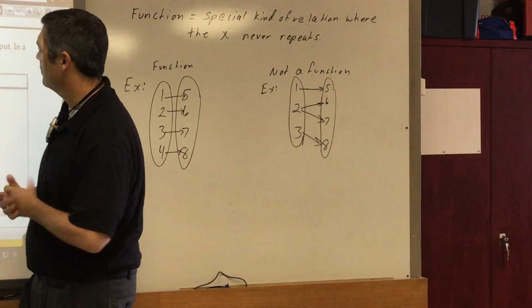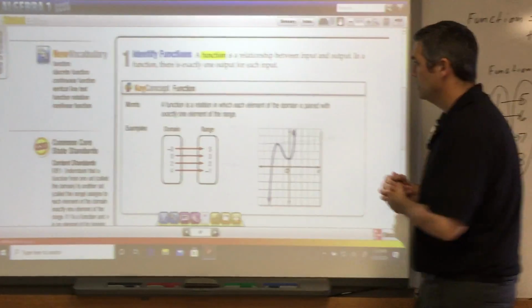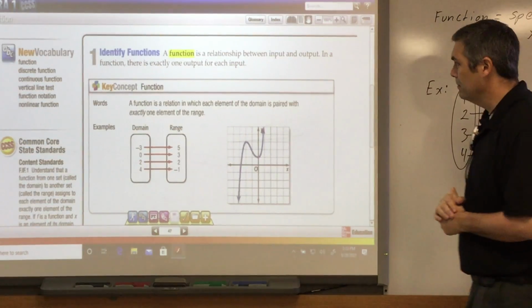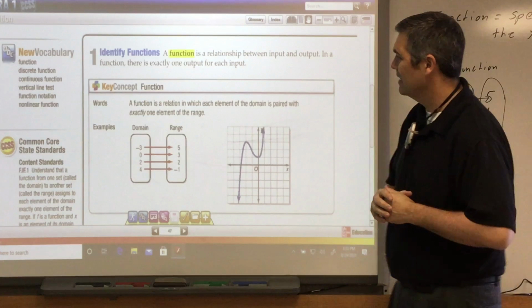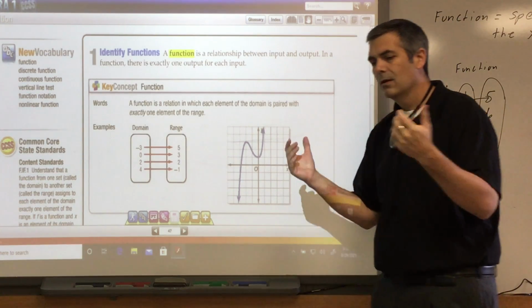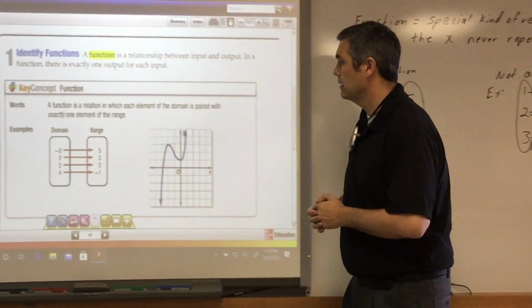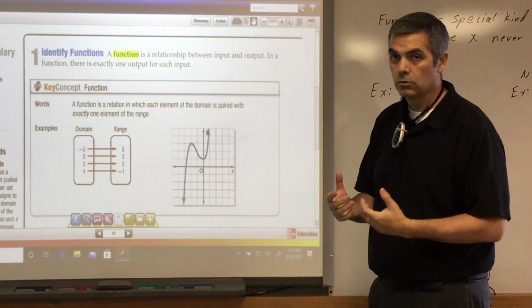And then they give you a different type of definition. I like mine a little bit better. It's a little bit simpler. A function is a relationship between input and output. In a function, there's exactly one output for each input. They're both good definitions either way. Whichever one you like, use it. Just make sure you know what you're looking for.